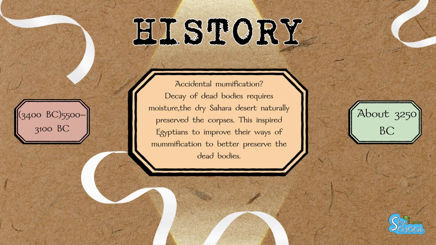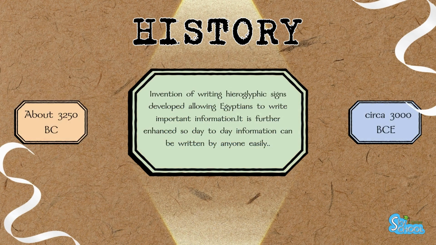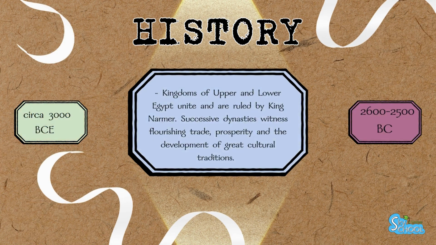One of ancient Egypt's most fascinating practices, mummification, began unintentionally as the dry desert preserved bodies naturally. This inspired Egyptians to perfect the process using natural salt, canopic jars, and burial rituals to prepare for the afterlife. By 3100 BCE, hieroglyphic writing was invented, enabling Egyptians to record vital information. Around the same time, King Narmer united Upper and Lower Egypt, ushering in an era of prosperity and cultural growth.